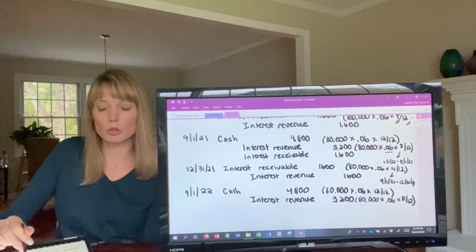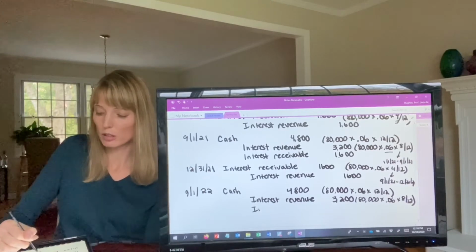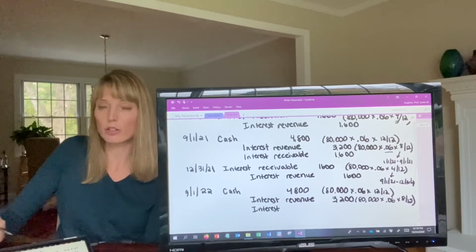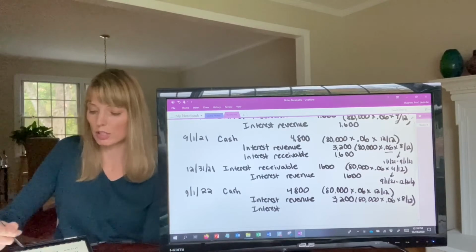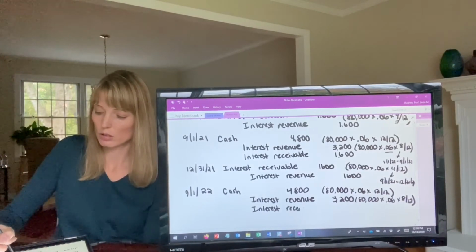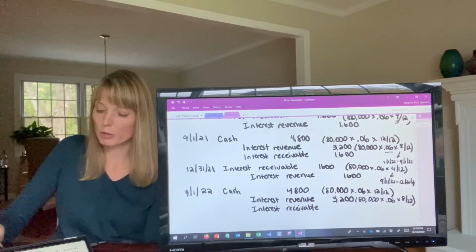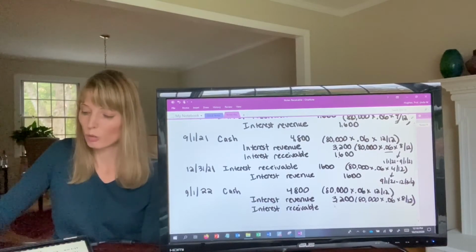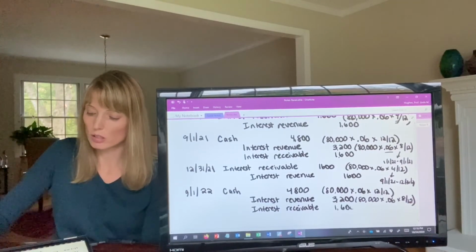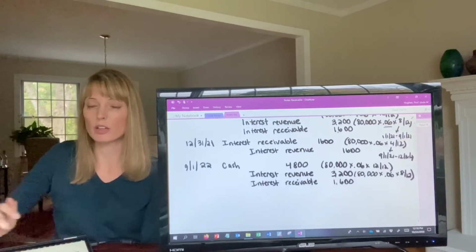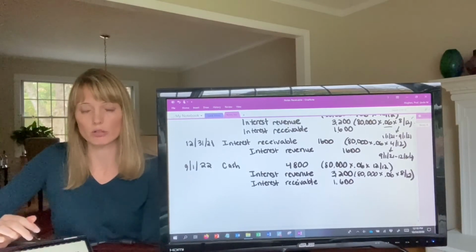Again, we want to remove the interest receivable because this is the settlement of the note, so nothing is to be received. Now remember, we're doing two separate entries, one related to the interest, and now we're going to do a separate entry related to the collection of that note receivable.